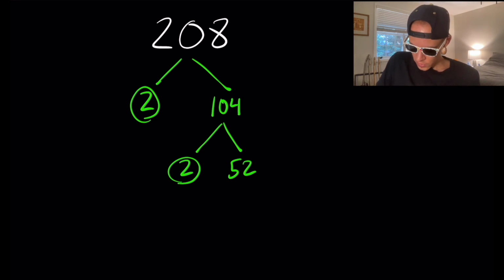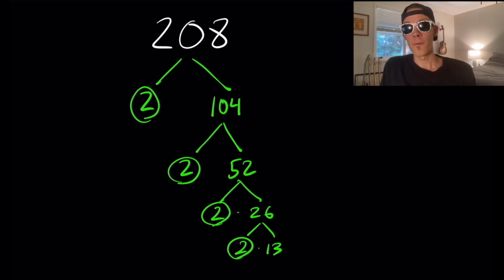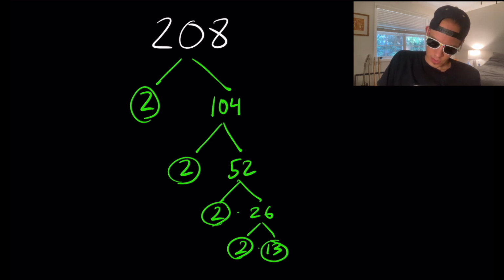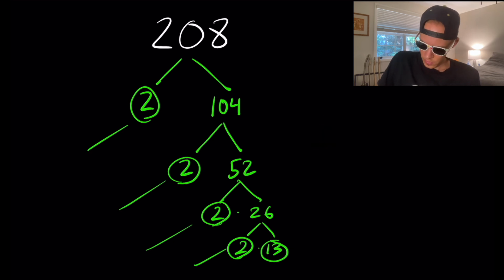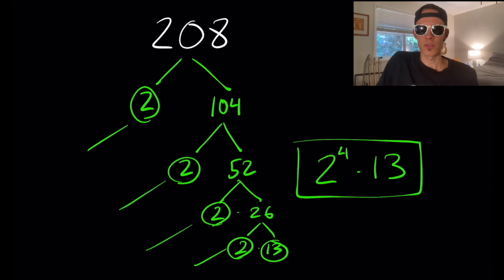And then 52, that's also an even number, so I will split that up into 2 times 26, circle the 2. 26, another even number. I'll get 2 times 13. And then 13 we saw at the beginning of the video is a prime number, so I can't reduce that any further. So I've got 2 times 2 times 2 times 2, or, let me write it down here, 2 to the 4th, and then times 13. So there is our prime factorization of 208.